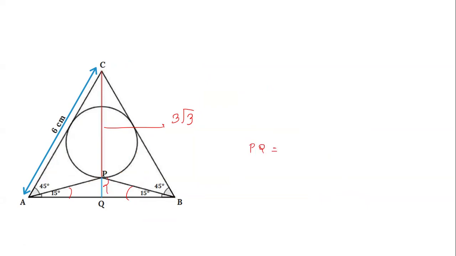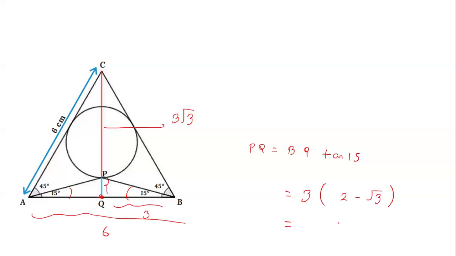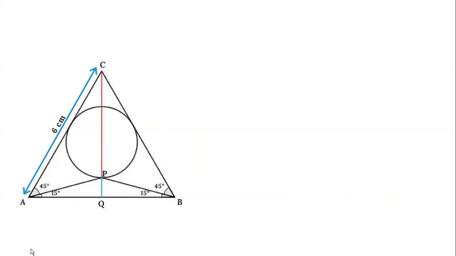Now you can calculate PQ, this distance. So what is the value of this? This simply is BQ times tan 15. And we know that this whole is 6 and this is the midpoint, so this is 3. So 3 times tan 15, whose value is 2 minus root 3, so it is 6 minus 3 root 3. So CQ value we calculated 3 root 3. Now we also know PQ value is 6 minus 3 root 3.